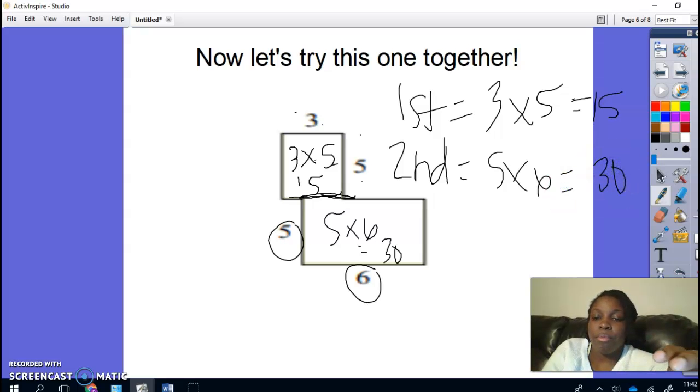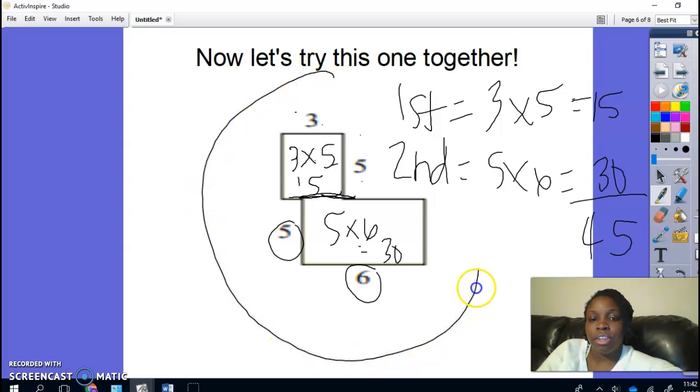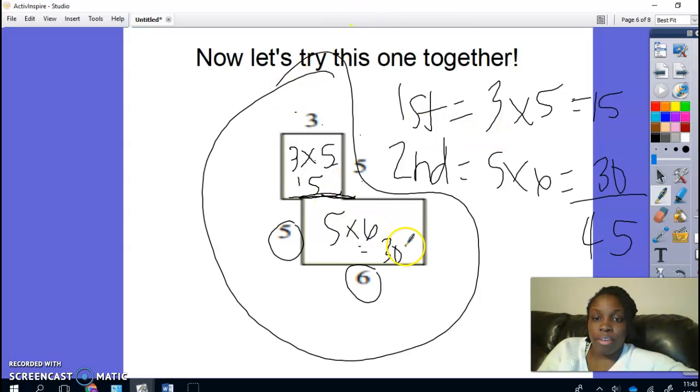Now my last step, remember, was to add them all up. So when I add this up, 5 plus 0 is 5, 3 plus 1 is 4. So my final area is 45. Finding the area for this rectilinear figure, it is 45.